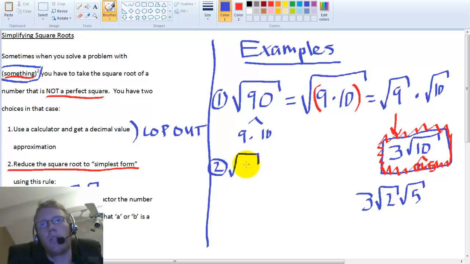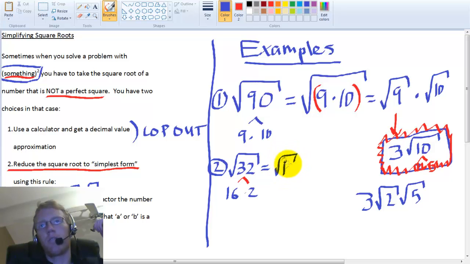The square root of 32. Okay, so think about 32. What's 32? You want to factor it into something that's a perfect square. So, I mean, you could write 8 times 4, and that's true because 4 is a perfect square. But to do it all at once, you want to factor it into the biggest square possible. So actually, 16 times 2 is a great choice.